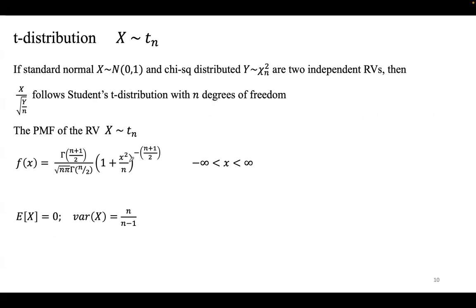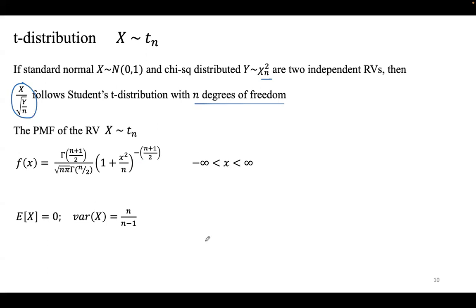Now, let's say you have two random variables. One of them is the standard normal, and one of them is chi-square distributed. Then rather than doing that sum of squares, this expression, the first one, which is a standard normal, divided by the square root of y over n, follows a distribution called Student's t distribution, and that also has n degrees of freedom. Okay, and this is what the PMF looks like.